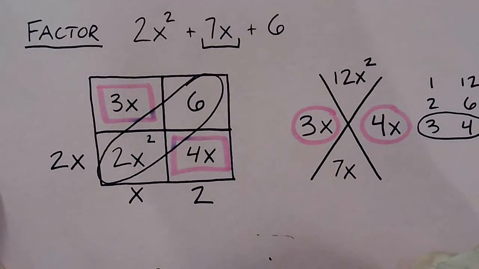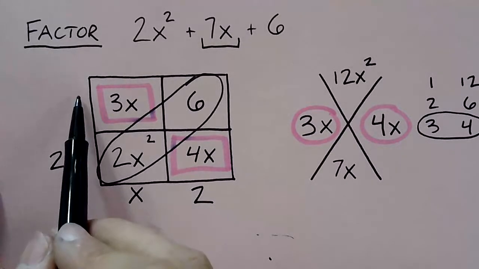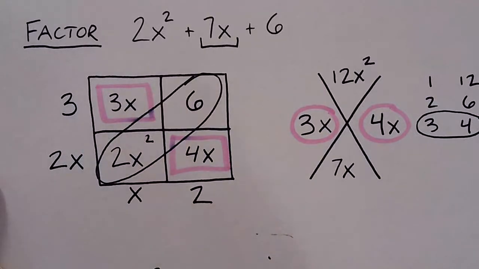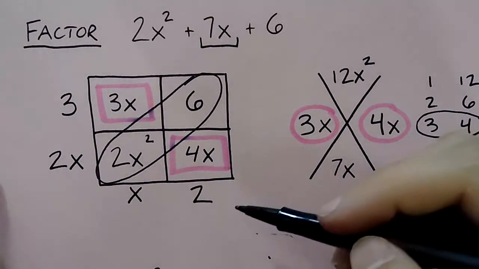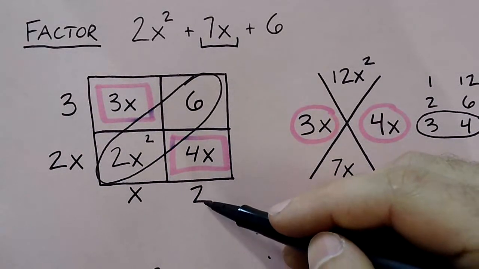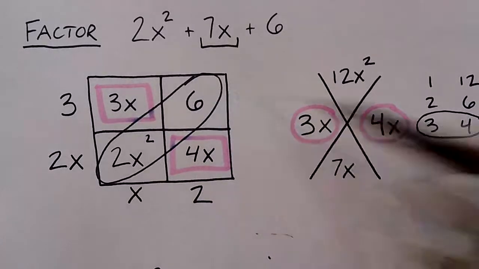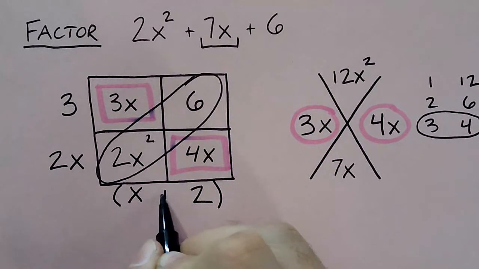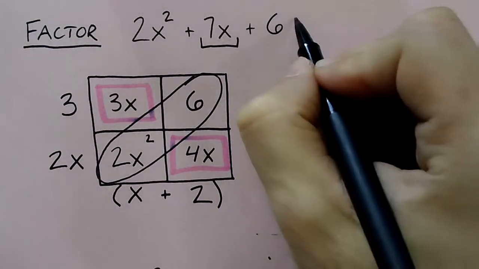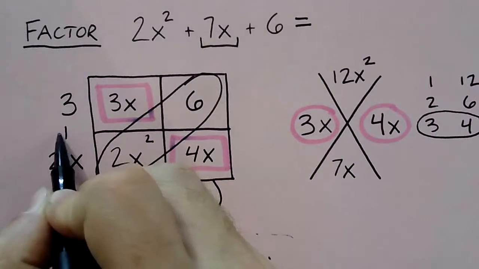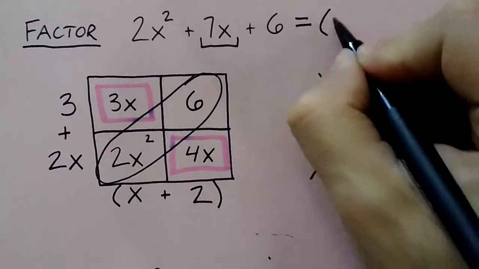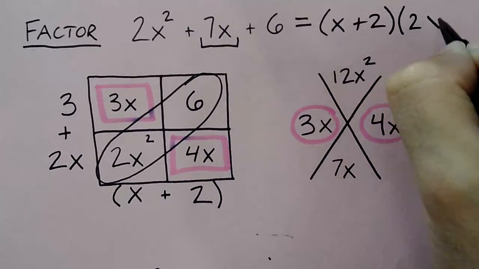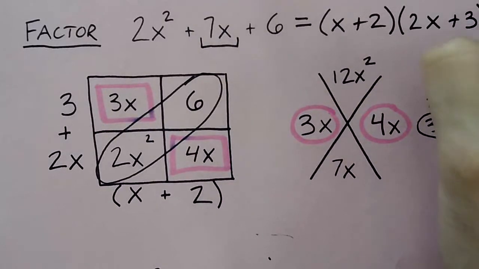2. And then to fill out the last piece, what times x makes 3x? 3. I'm going to double check that 3 and 2 will multiply to make 6, and they do. So I've just found my dimensions or factors of my sum: x plus 2, 2x plus 3.